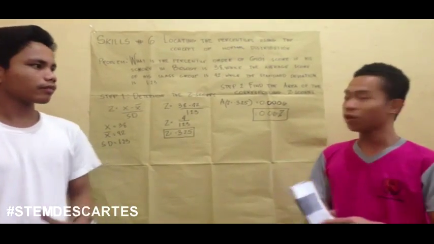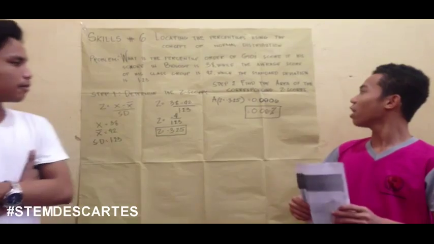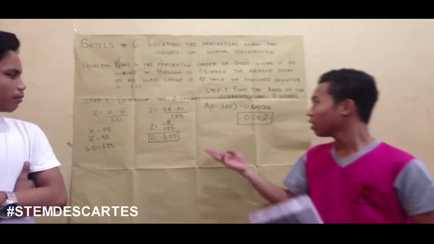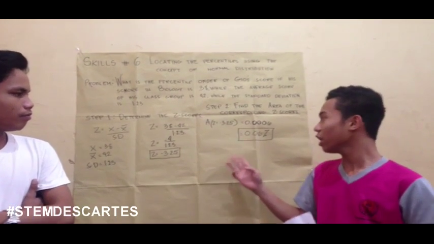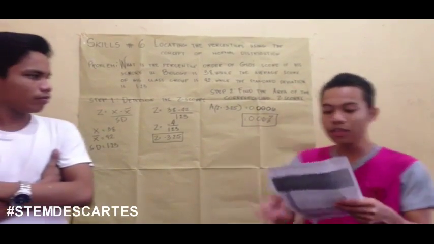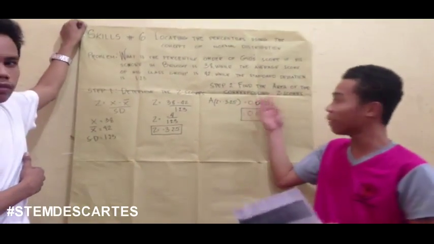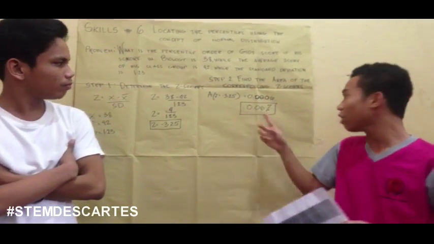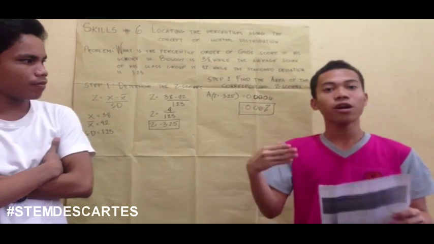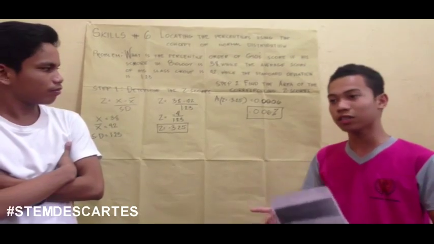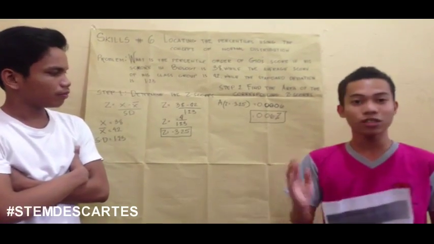So after that, let's go to step 2. Find the area of the corresponding z-score. So we already found the z-score. Now our formula is A of z equals negative 3.25. Get your normal distribution table, where you can get the corresponding value. So the value here is 0.0006, and we need to convert it into a percentage. So 0.0006 times 100 equals 0.06%.